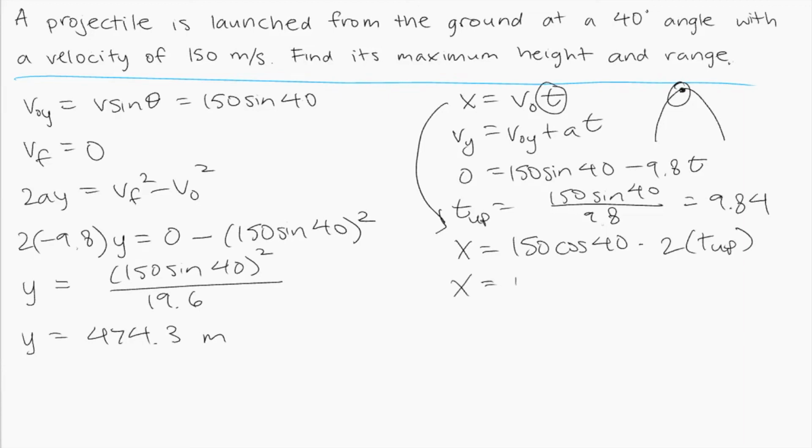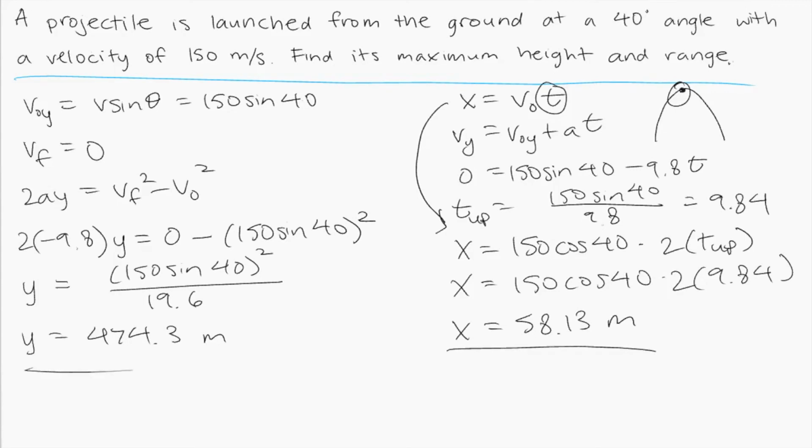So that's 150 cosine 40 times 2 times 9.84. And solving for x gives us 58.13 meters. So this is the range and this is the maximum height.